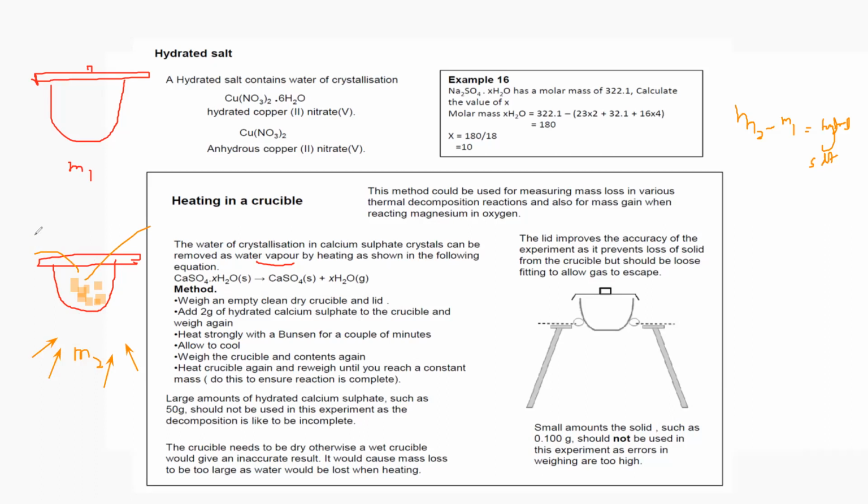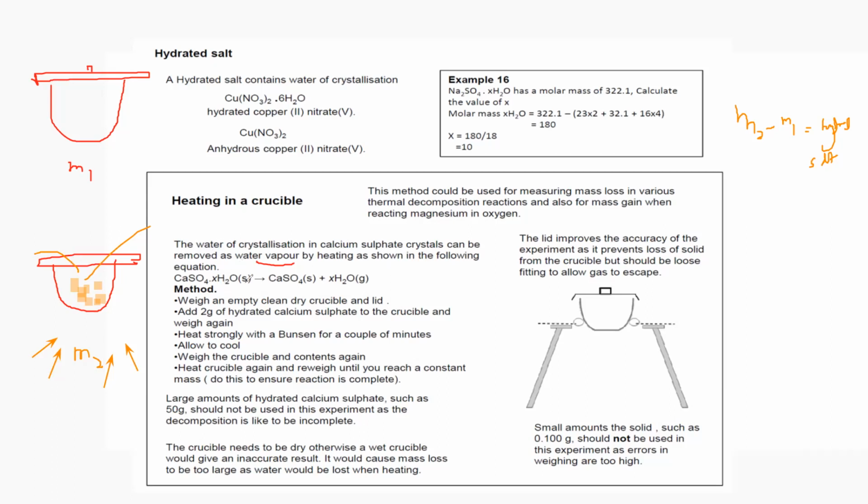How can we make sure that all of the water of crystallization has been lost? We have to cool down, then reweigh, and heat to constant mass. What is the meaning of heat to constant mass? It means that we continue heating until the mass does not change. Once the mass is constant, we are sure that all of the water has been lost.